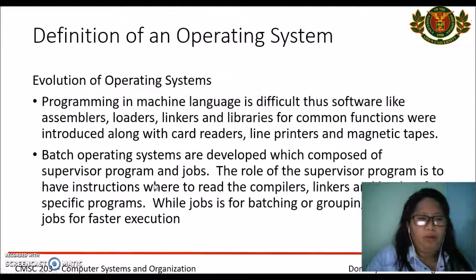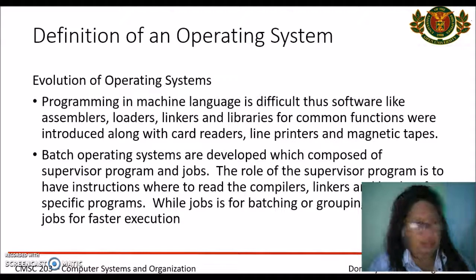Next in the evolution is programming in machine language. Programming in machine language is difficult. Thus, software like assemblers, loaders, and linkers, and libraries for common functions were introduced, along with the card readers, line printers, and the magnetic tapes.